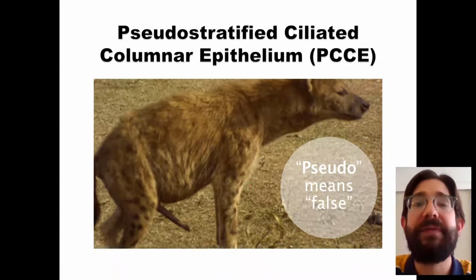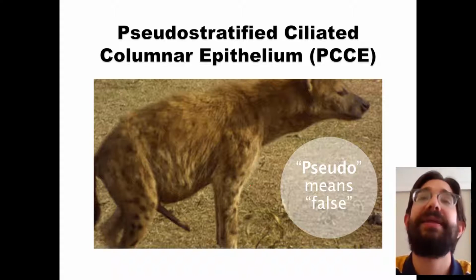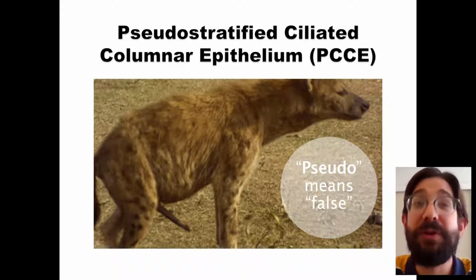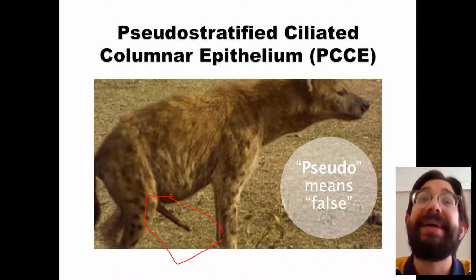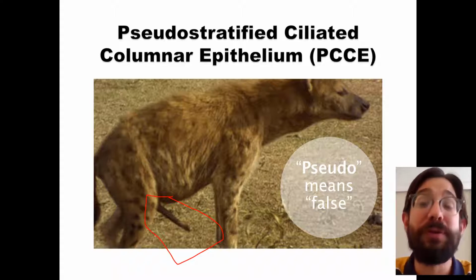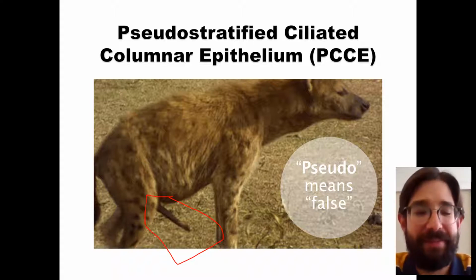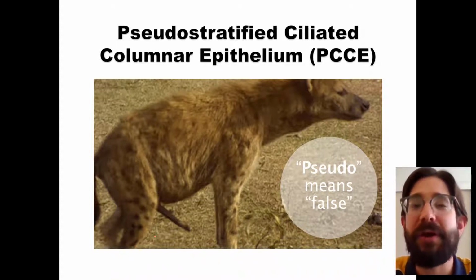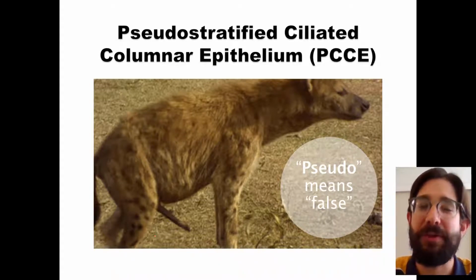The final type of epithelial tissue is PCCE, pseudostratified ciliated columnar epithelium. As a very evocative image of what pseudo means, here is a hyena clitoris. That's right. It looks like a penis. It's not. We call that a pseudopenis. It's a false penis. The thing about hyenas is that it's a matriarchal society. The females run the show.